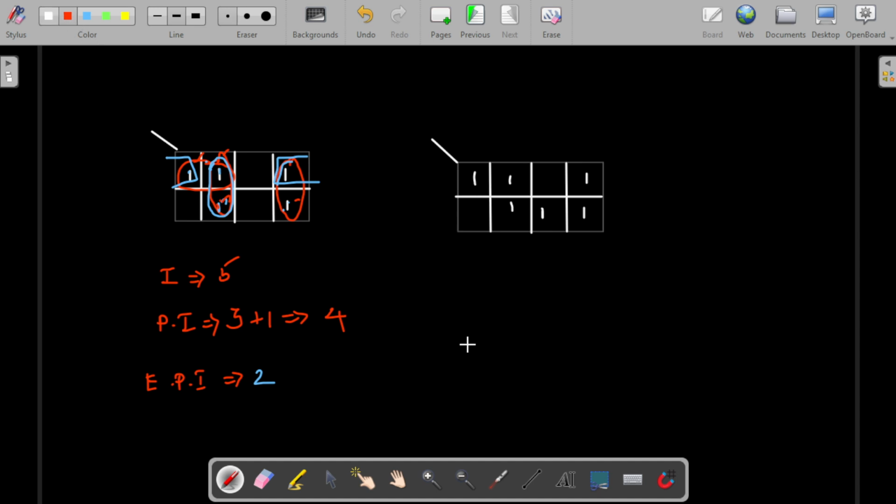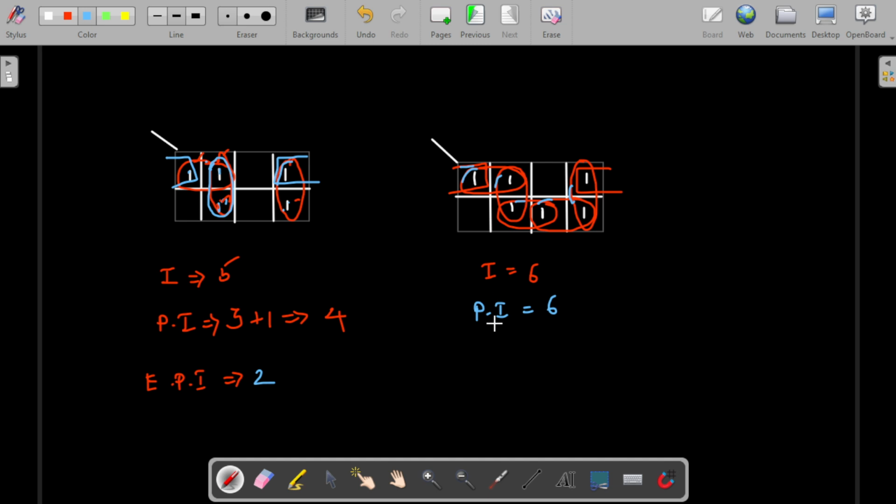So let me draw the thing. There are 6 implicants. So let me draw the groupings. This is one grouping that we can do, this is one grouping, here one grouping, here one grouping, here one grouping, and here one grouping. So let me name them: 1, 2, 3, 4, 5, 6. So there are 6 prime implicants that can be formed here.